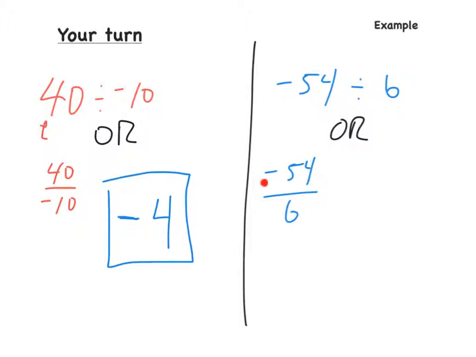So what is a negative divided by a positive? We know that that answer is always going to be a negative. So how many times does 6 go into 54? That answer is 9. So negative 54 divided by a positive 6 is equal to a negative 9.